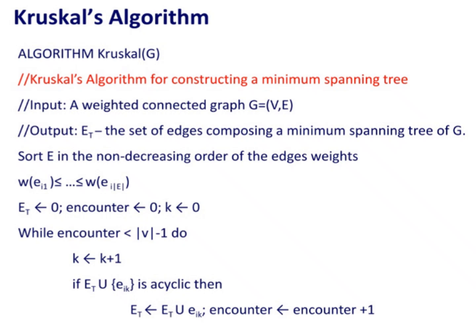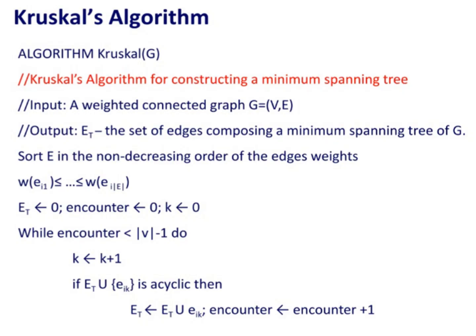So they have given the input as a weighted graph G(V, E), so it's a set of vertices and edges, and the output is a set of edges composing the spanning tree of G, which is in non-decreasing order. So they have initialized something: ET is 0, encounter is 0 and k is 0. So when the encounter is less than vertices minus 1, I am getting inside. So when I have not visited all the vertices, still visiting all the vertices, that is the condition where I have to stop.